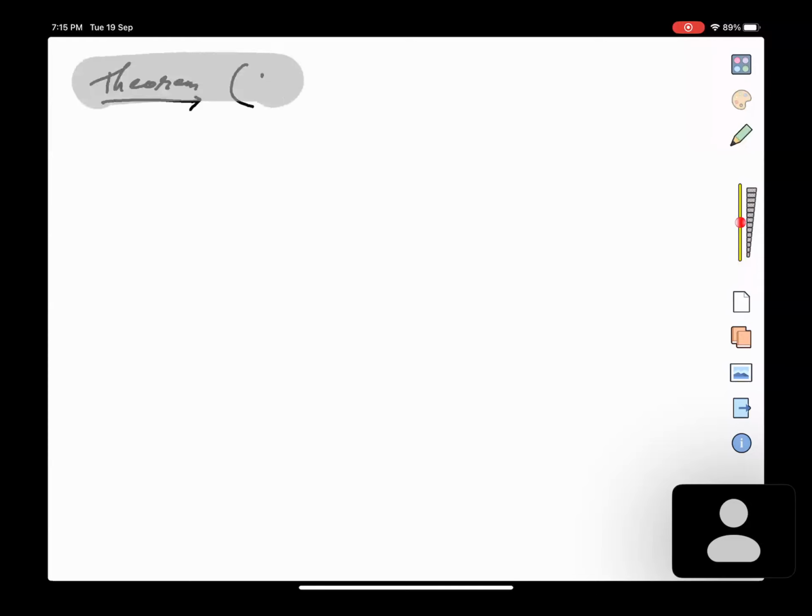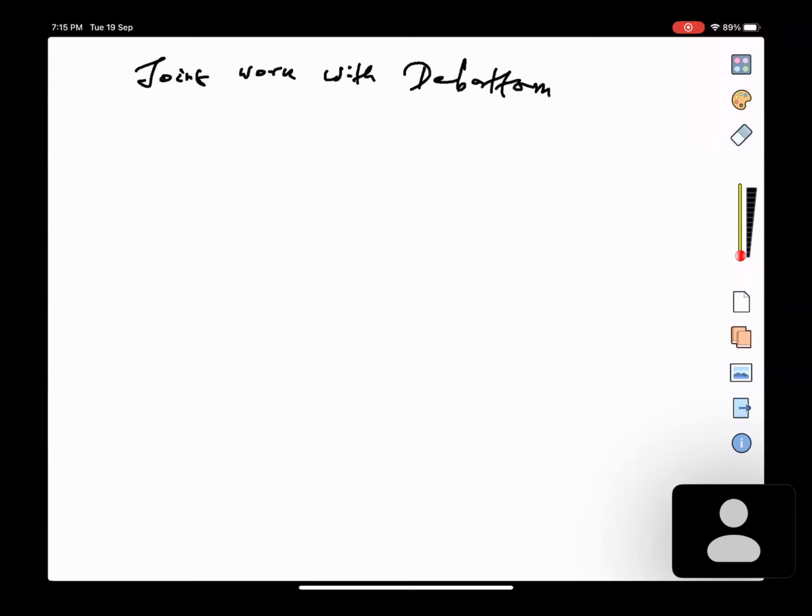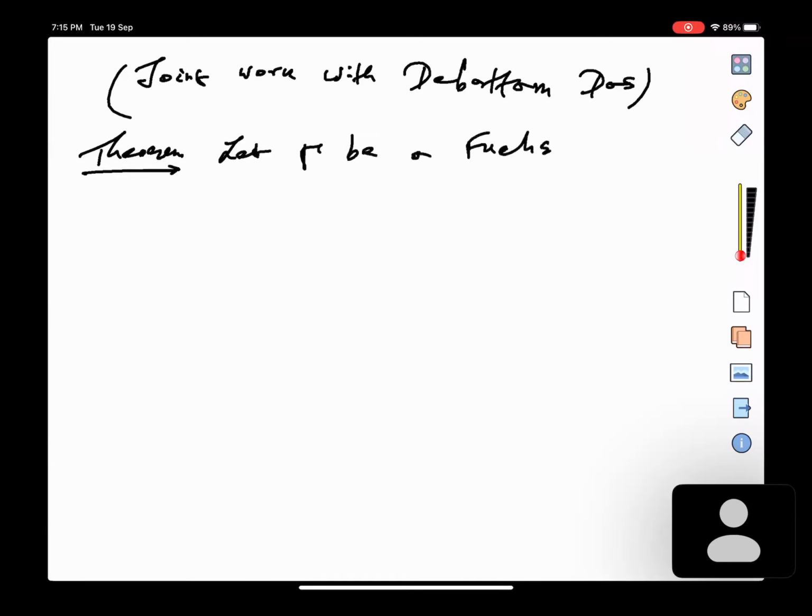It's a joint work. So this whole thing, whatever I will speak for the next 10-15 minutes, is joint work with my student Devattam Das. Okay, so the first theorem that we have observed is the following. I am assuming a little bit of hyperbolic geometry here because it's only a very short talk, but anyway, let gamma be a Fuchsian group.